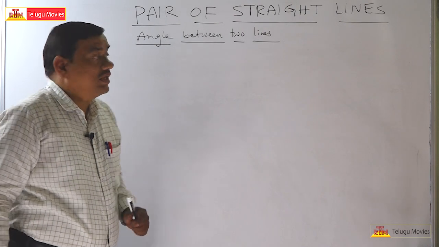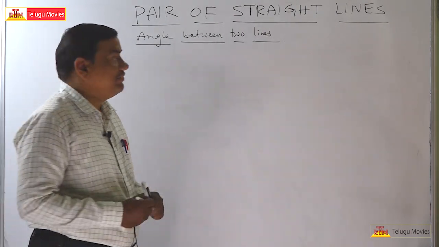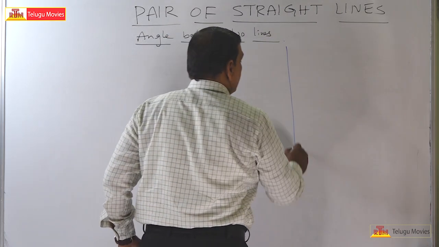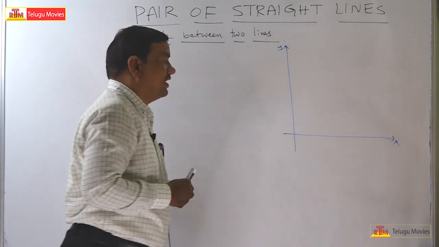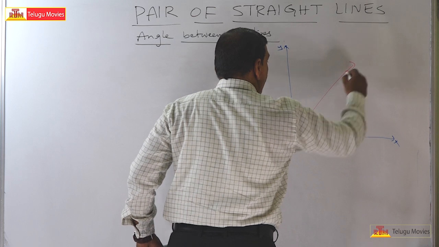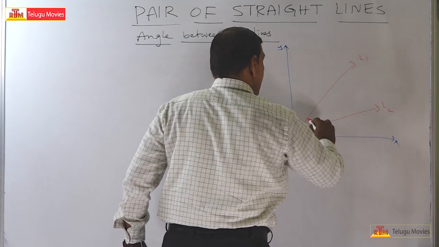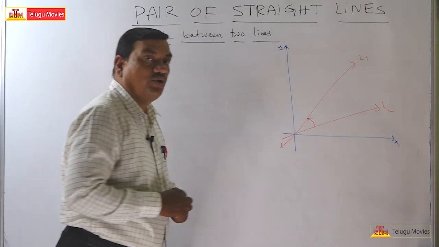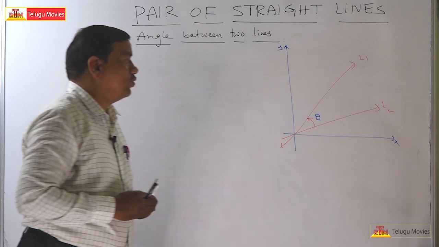So welcome to the next concept, that is the angle between two lines. Let us take a coordinate system, x-axis and y-axis. Let us take the two lines passing through the origin. So these are L1 and L2. Let theta be the acute angle between the two lines.